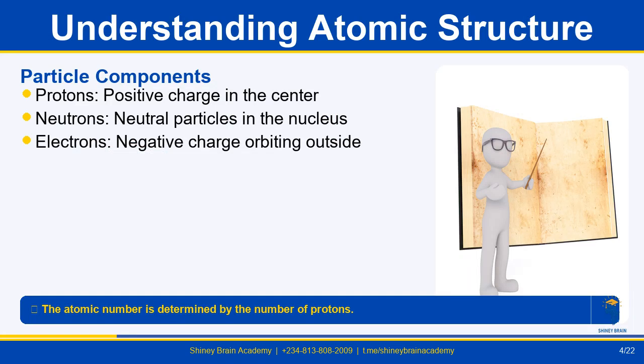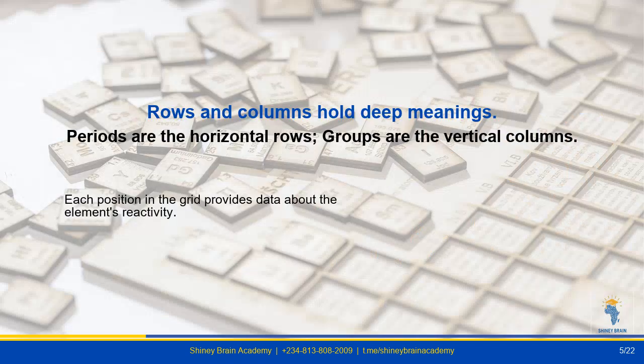To understand the periodic table, we must first look inside the atom. At the center is the nucleus, packed with protons and neutrons, while electrons zip around the outside. The atomic number, which dictates an element's place on the table, is simply the number of protons. If you change the number of protons, you change the element entirely, transforming one substance into a completely different chemical identity.